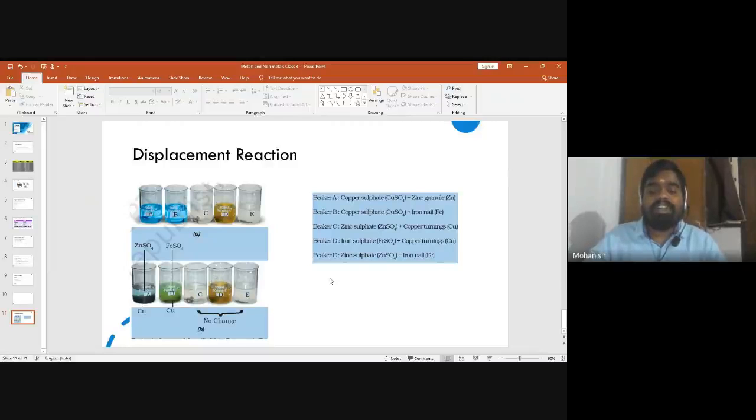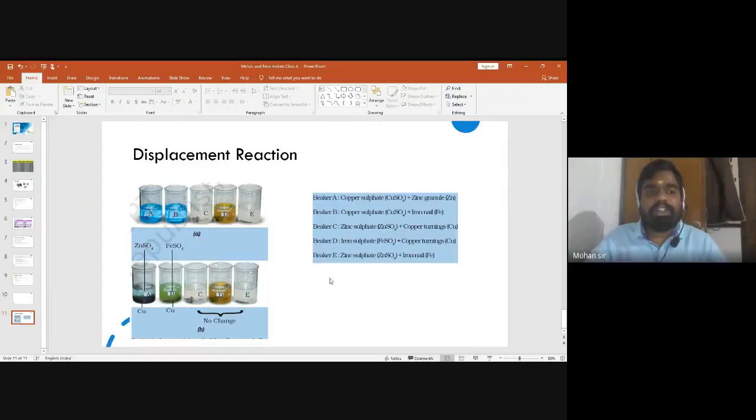So why is this? Because there is an order of reactivity as per the theories and as per the research scientists have conducted. Zinc is more reactive than copper. That is why zinc can displace copper from copper sulfate solution, but copper is less reactive than zinc, so copper cannot displace zinc from zinc sulfate solution.